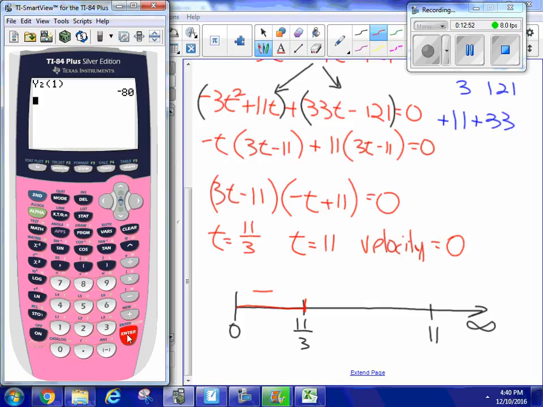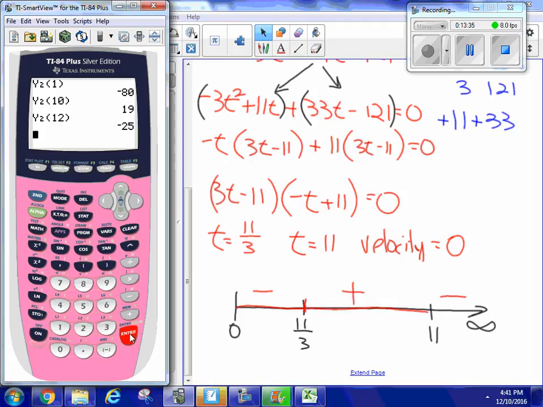Well, let's evaluate velocity for some number between 11 thirds and 11. So let's go alpha F4. It's my y2, my velocity function. Let's evaluate it for 10. And I find out that's positive. So it's positive here, every place between 11 thirds and 11. And let's check our last interval, which is above 11, alpha F4, y2, parentheses, let's check it for 12. And it's negative 25. So I'm going negative velocity, positive velocity, negative velocity.